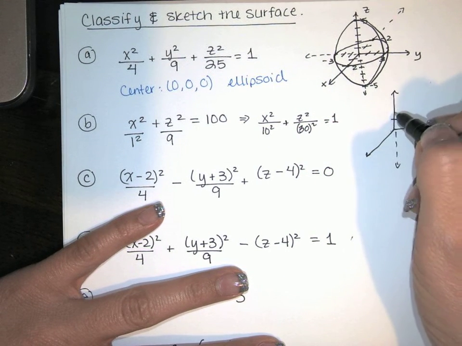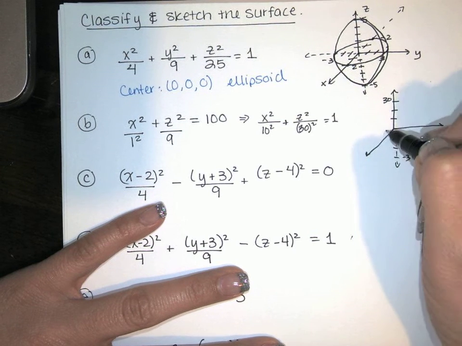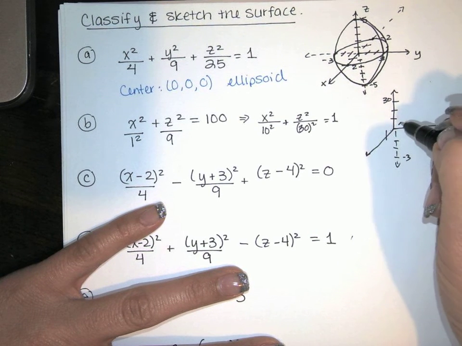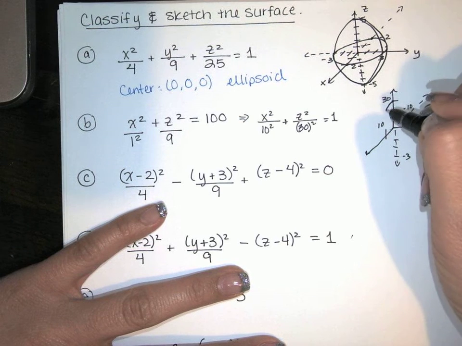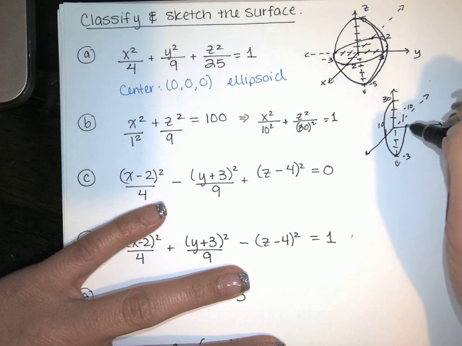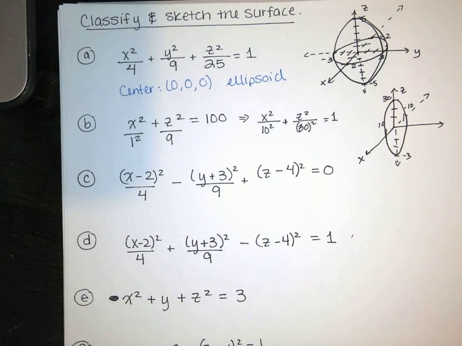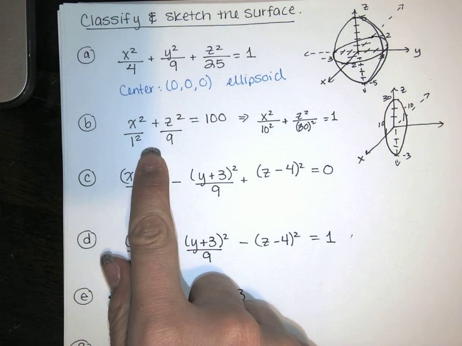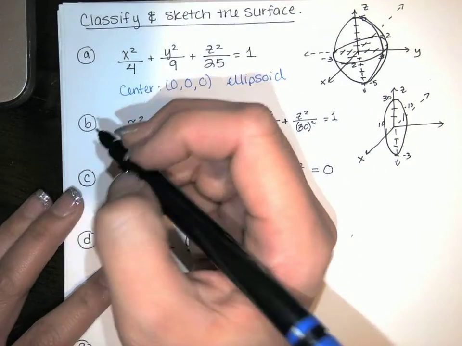So I'm just going to go 1, 2, 3, that's 30. Every tick mark represents 10, so that's 10 and that's negative 10. We're going to see this ellipse in the xz plane back here. But what do you notice? Do you notice that there's no y here? Since there's no y, y is free to be anything.